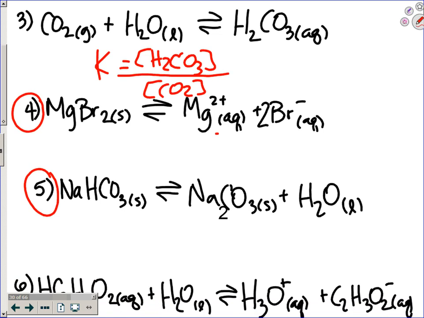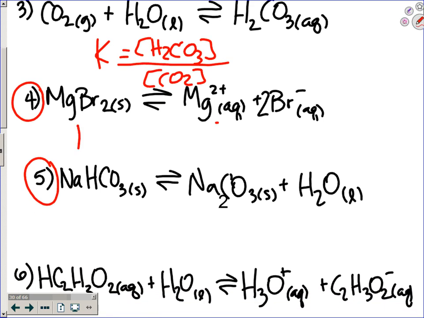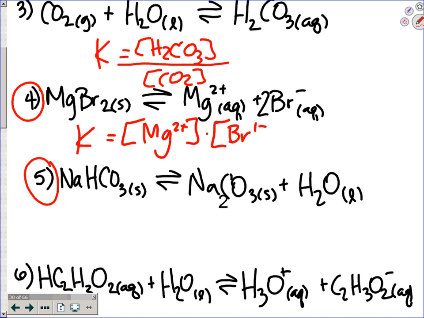Number 4. K equals bracket Mg2 plus. Good, we got the ion charge in there. And times bracket Br negative. There's a 2 after the exponent. Yep. Over 1, but you can just not put anything there. You could have just put Mg2 plus times Br minus squared, not over anything. Are we okay?